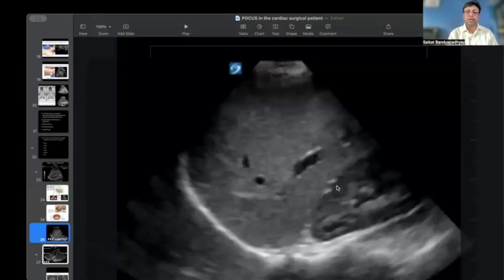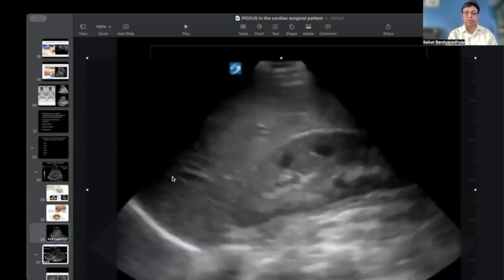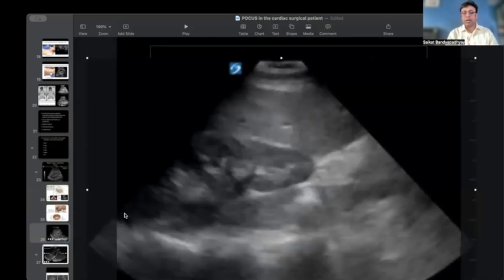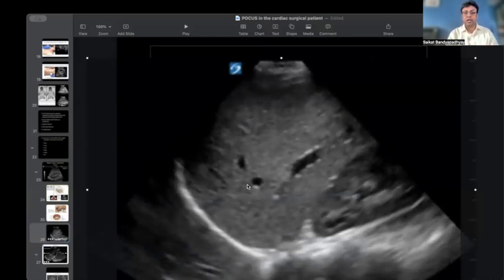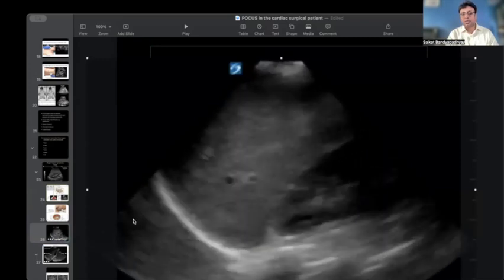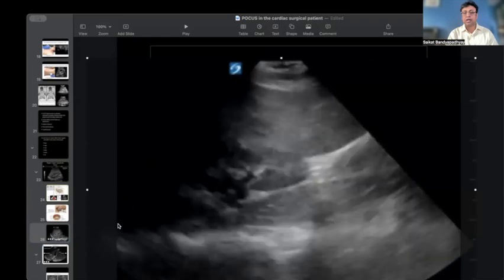So this is what the liver, the kidney, the diaphragm and the lungs above look like in a normal patient. This is a brightly echogenic diaphragm, a curvy line just over the liver, and below that is the liver and the kidney. And this is a normal lung. You can't see anything specifically. You can't make out the lung in a normal patient.